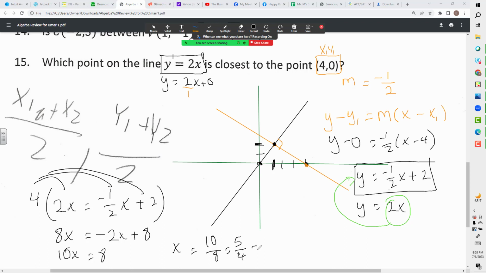At this point I made a mistake. I actually switched it around, so I have 10 over 8. It should be 8 over 10. So let me pause the video and then speed up to the point at which I made a correction.